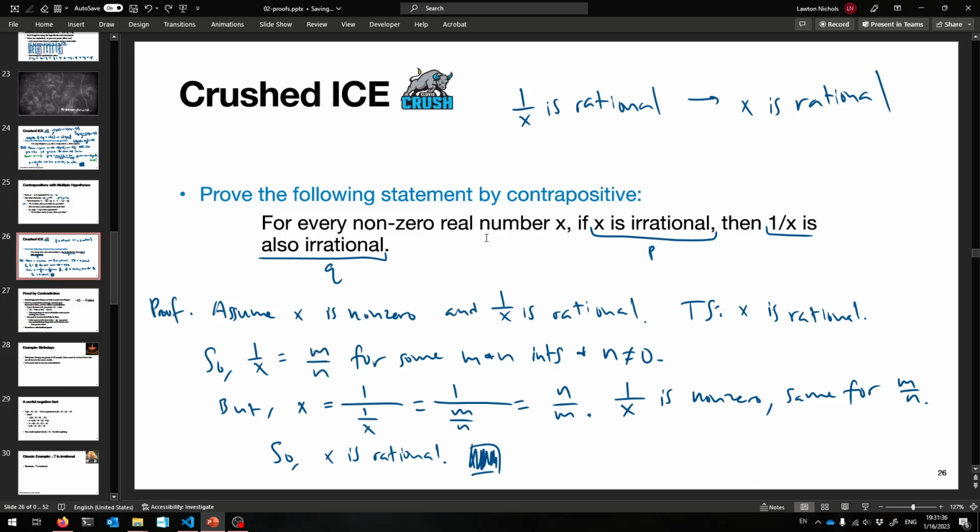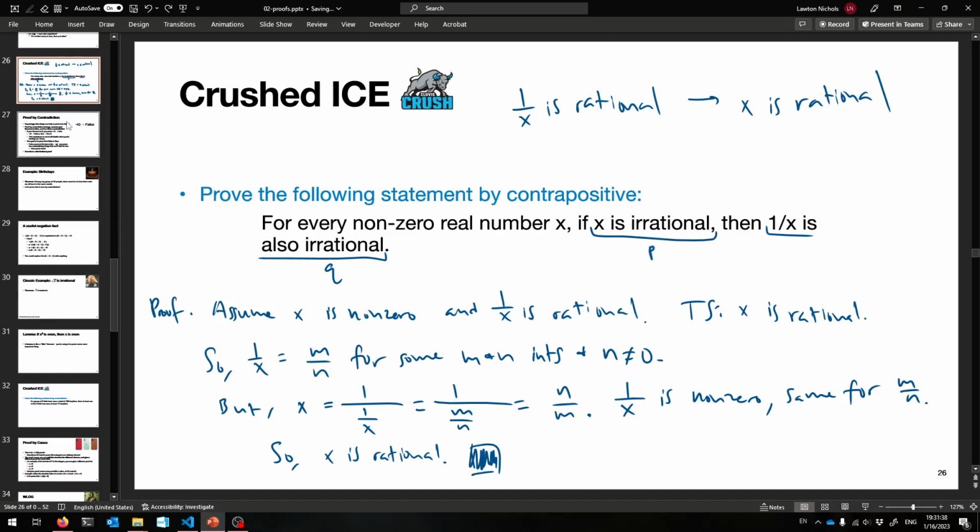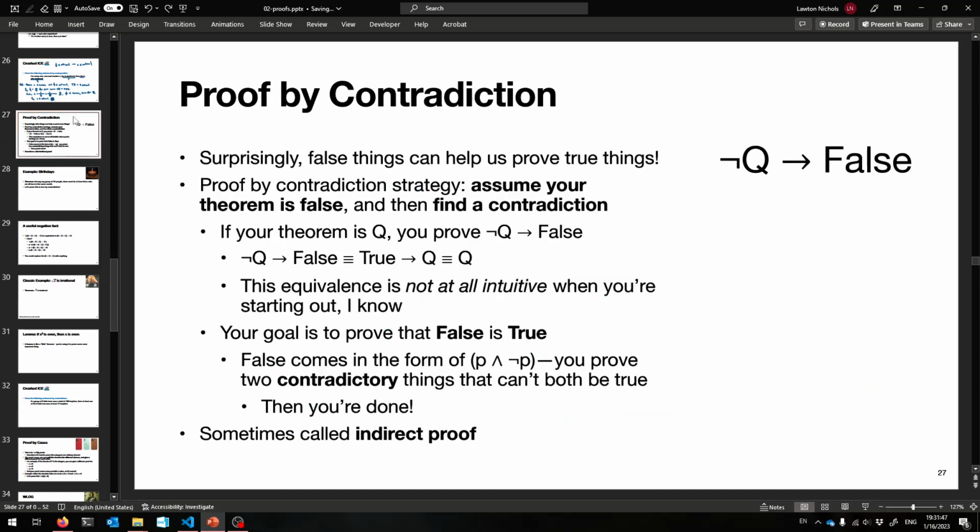So that is another proof by contrapositive idea. And now I'm ready for the most interesting way of proving things that we'll learn in these slides. It's called proof by contradiction. It's not the same as proof by contrapositive. It's very, very different. It is very powerful though, right? So proof by contradiction is using false somehow to help us prove that things are true. It's really weird. I'm going to show you why it works.